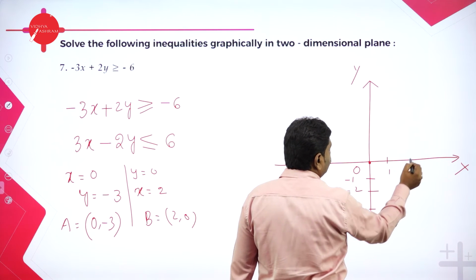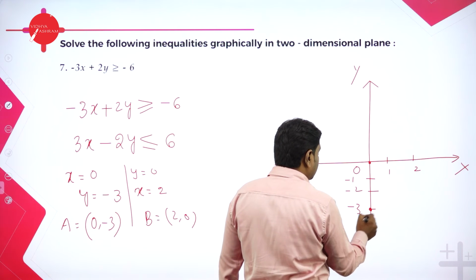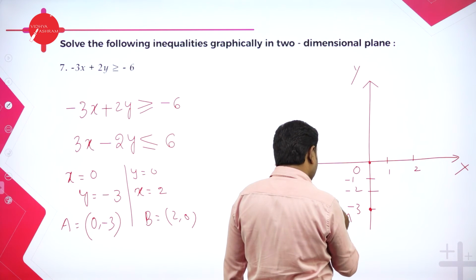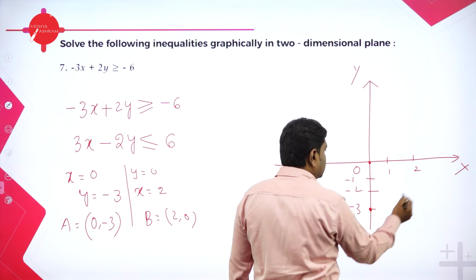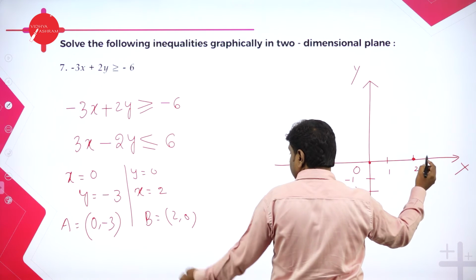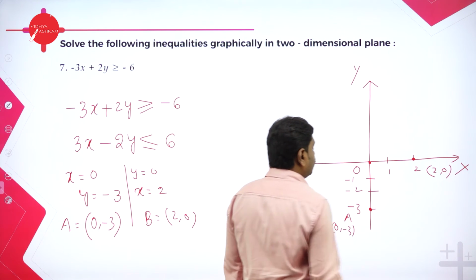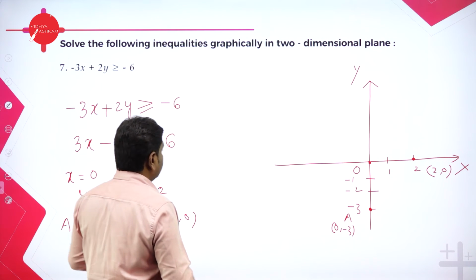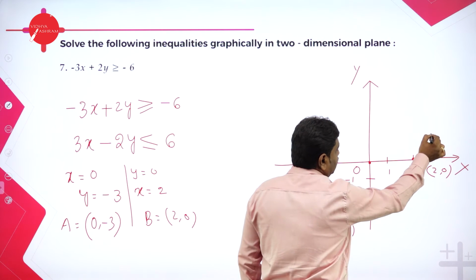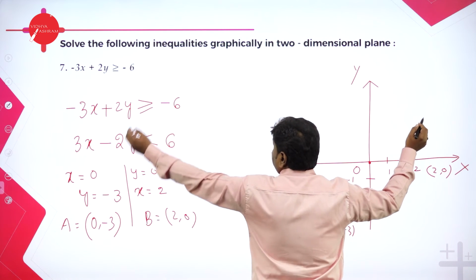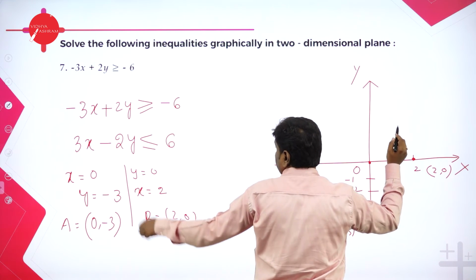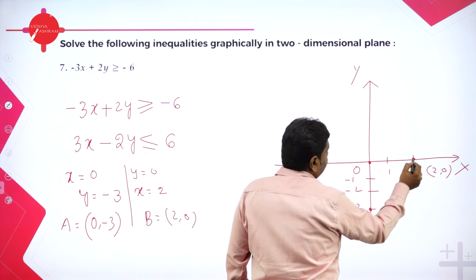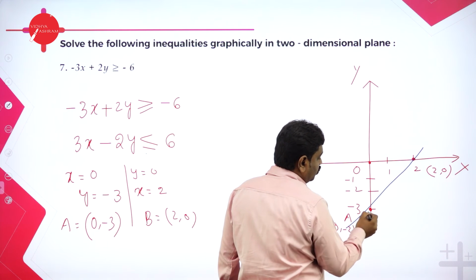On the X axis we have 2, 1, 2. So one point is A, 0 comma minus 3. The other one is B, 2 comma 0, and we need to draw a line. The equal to sign is there, so I should draw a thick line, not a dotted line, because they have not given strictly greater or less than. This is the line joining the 2 points.